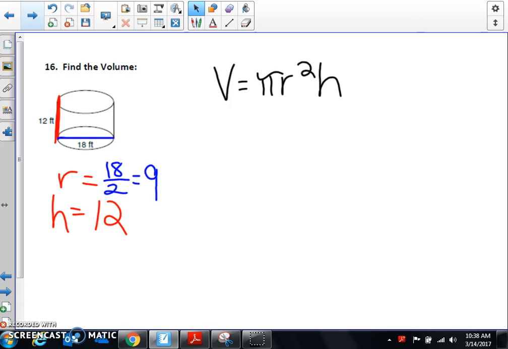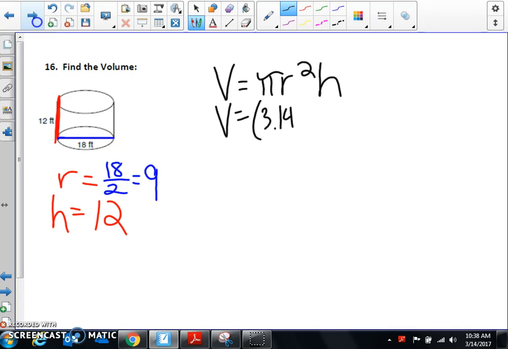Now I can just go ahead and start plugging in. Volume equals pi. We always turn to 3.14. If you use the pi button, it's going to be wrong. Okay, you have to change it to 3.14. We determined our radius is 9, and we got to square it. And then the height is 12.